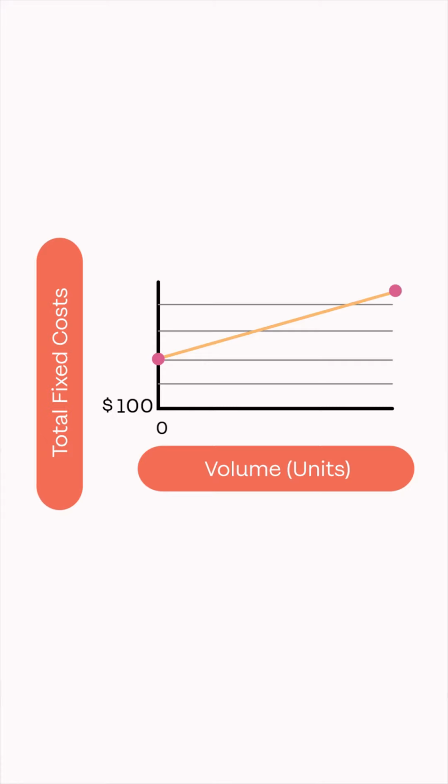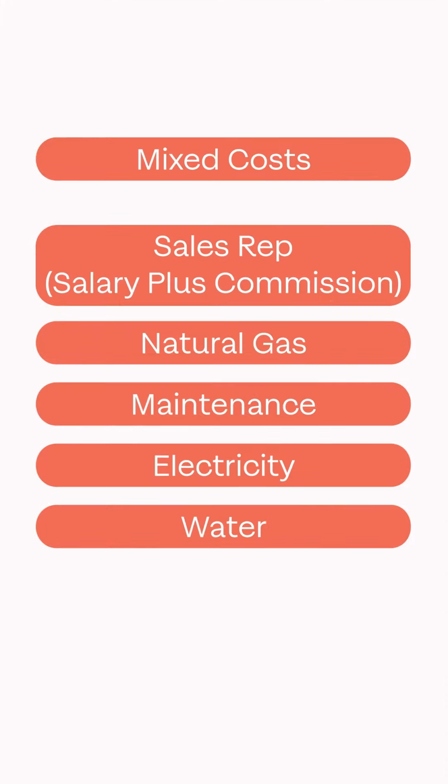The factory is always paying that $100 fee no matter the usage, but like a variable cost, a mixed cost increases as the volume increases. Common examples of mixed costs include maintenance, utilities, and sales reps. Many companies might have a set salary for sales reps, but provide commission bonuses, making it a mixed cost.